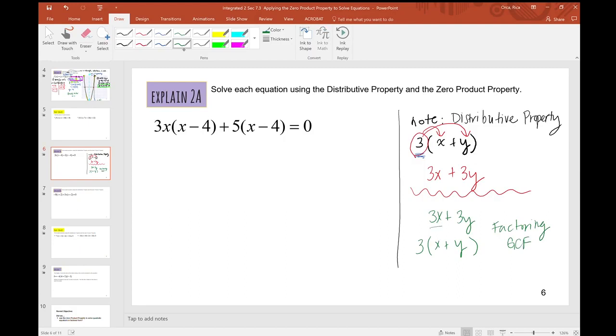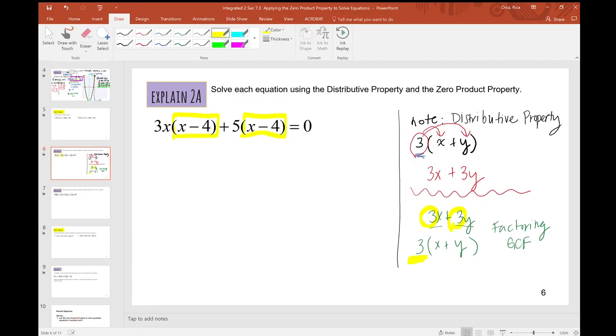So if you look at each term, notice how each term has a 3. So to work backwards, I would factor out the 3, the greatest common factor. I pulled the 3 aside, which left me with x plus y. Now that we understand how to use the distributive property going backwards, let's go ahead and apply it to our problem. So we have 3x times x minus 4 plus 5 times x minus 4 equals 0. Notice how in each term, they both have an x minus 4.